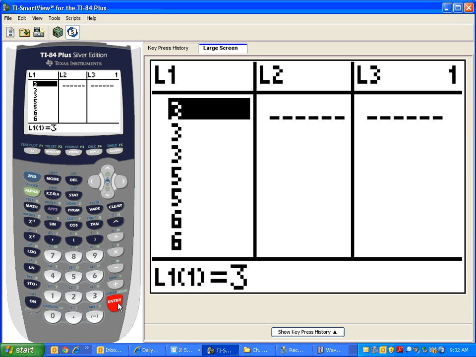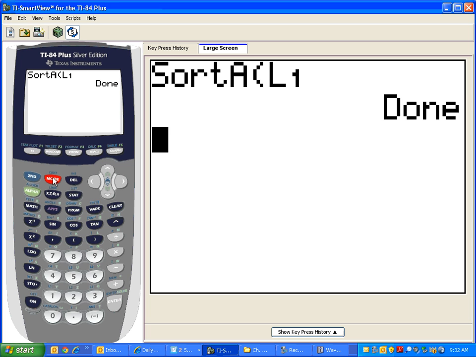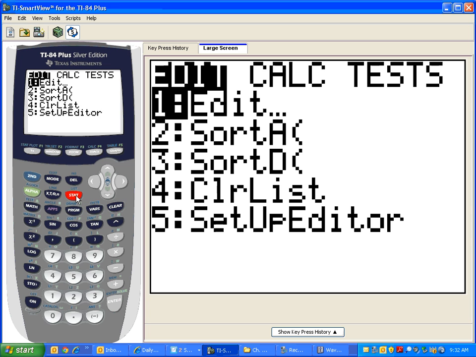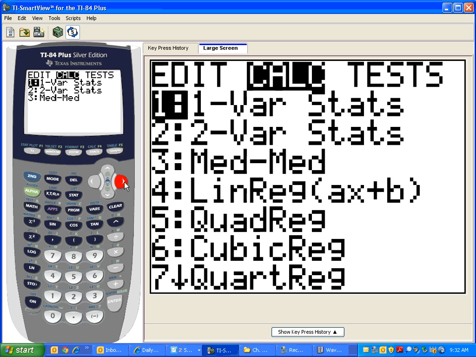Okay, so now what we need to do is use our calculator to calculate the other measures. So the measures of central tendency that we have left, we still need the median and we still need the mean. And then we still need both measures of dispersion. So we still need the range and the standard deviation. So here's how that works. You're going to go to Stat, arrow over to Calc.